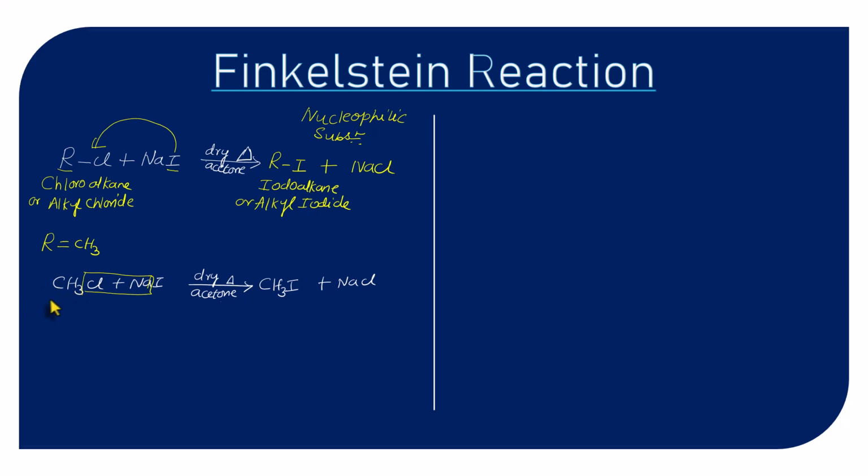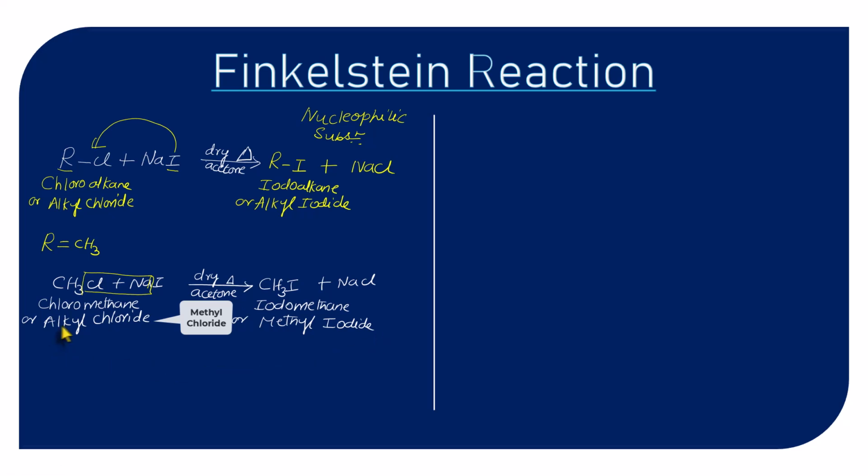Now let's write the names of all these reactants and products, children. The name of this compound is going to be chloromethane. Chloromethane. That's our II PUC name. Otherwise, I can also call it alkyl chloride. That's a trivial nomenclature. And what's the name of the product we are going to get? Iodomethane. Iodomethane. Or it's also called methyl iodide. Methyl iodide.